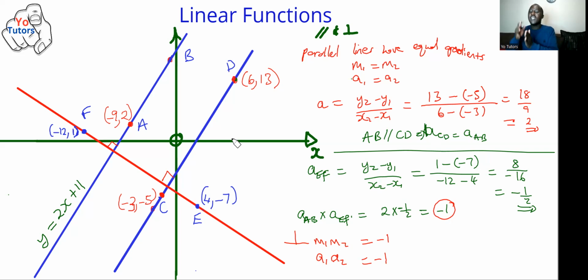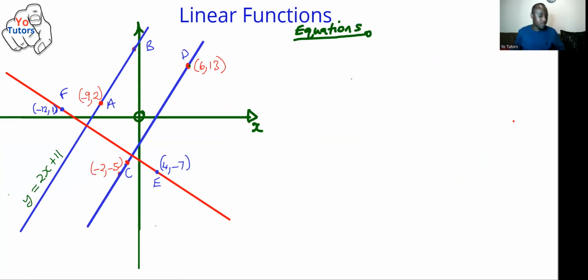So whenever you're asked to prove that lines are parallel, you're just looking for their gradients, then you equate the gradients, and if they are equal, you know that they're parallel. If you are asked to prove that the lines are perpendicular, you look for their gradients again, you multiply them, and if you get negative 1, they are perpendicular. That's all you do when proving those two things. Okay, now let's move on to the next part.